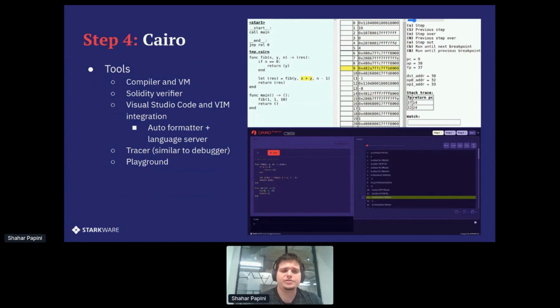And we have integration with IDEs, Visual Studio Code and Vim. They have an auto formatter and a language server. We have a tracer, which is similar to a debugger. You can see it up here. And we also have the playground, which we plan to release in the next few weeks, so you can play with it. You can see it in the image down below.